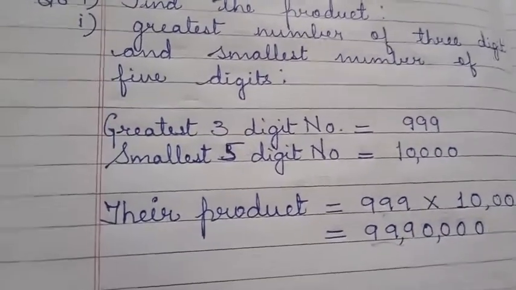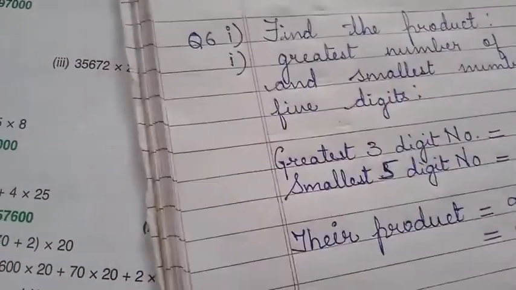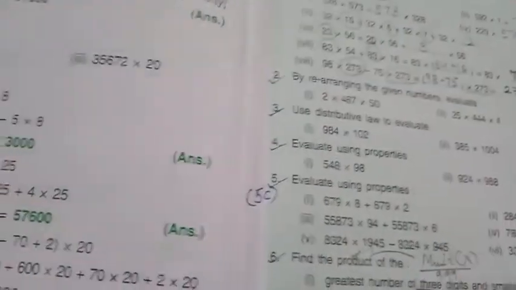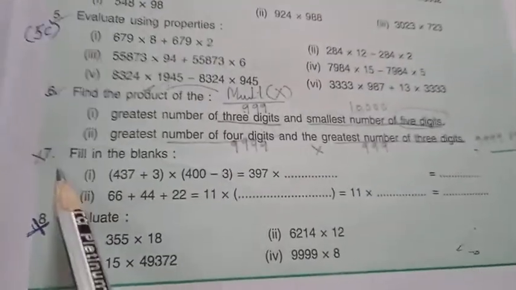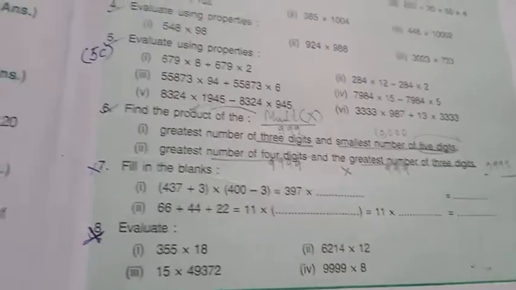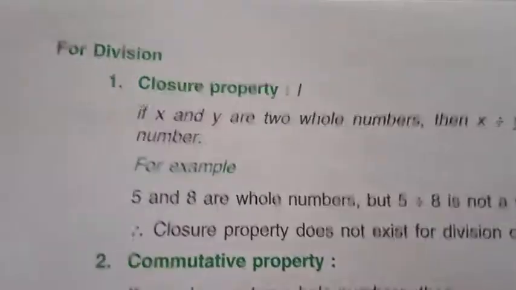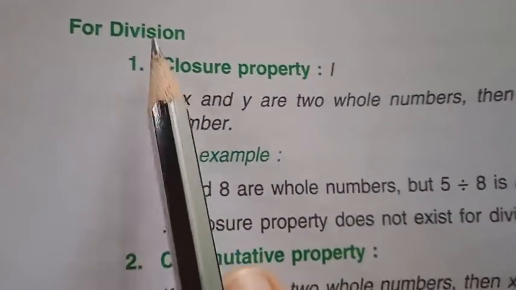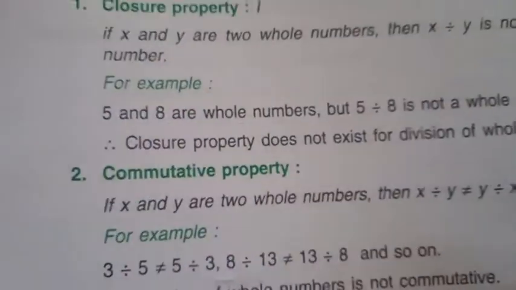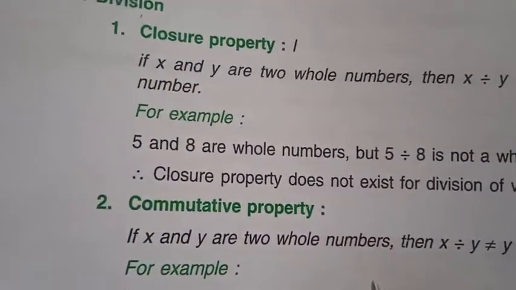Okay. So now we'll see a few properties. In exercise 5C, the 7th question we have cancelled, and the 8th one also we have cancelled. Now we'll directly move on to division. So we have finished addition, subtraction, multiplication, and we are on division. We'll see a few properties and we'll solve the sums.